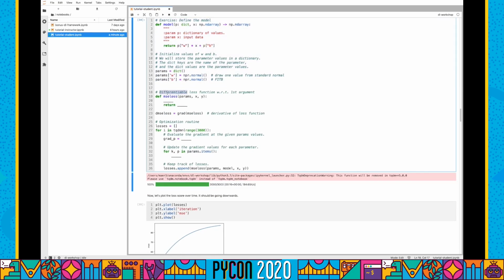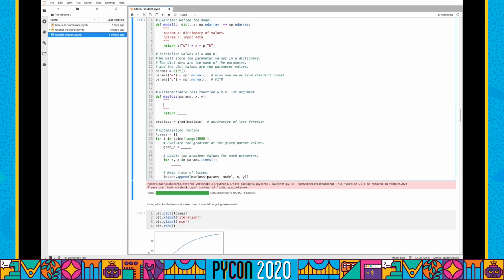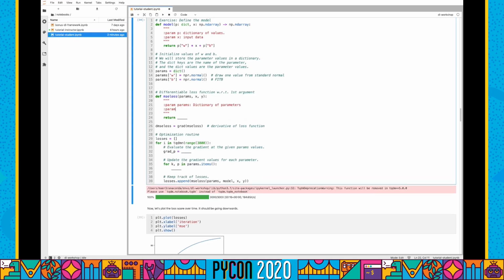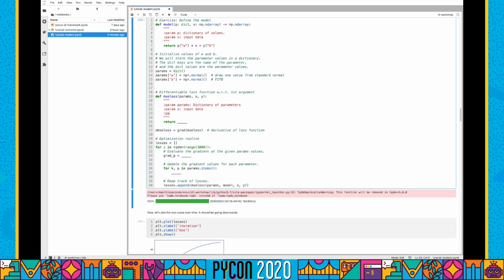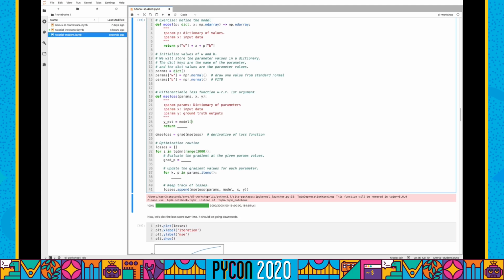Now let's talk about the loss function. Let's write the docstrings first. It's going to take in params, which is a dictionary of parameters. It's going to take in x, the input data. Finally, it's going to take in y, the ground truth outputs. So from the model, we get y estimate. And what we return is the MSE of the y estimate against y. And thankfully, we've defined MSE above already.